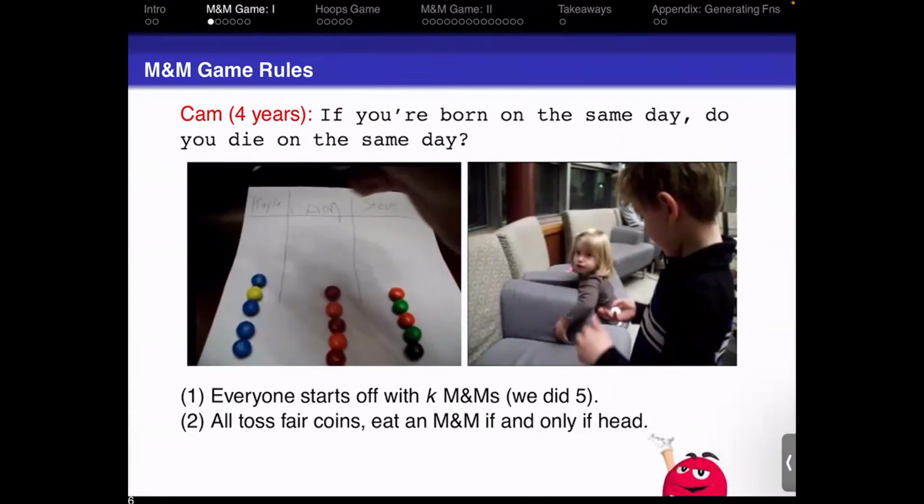So the way it works is everybody starts off with K M&Ms. We did 5. And then you toss a fair coin all at the same time. If you get a head, you eat your M&M. If you get a tail, you don't. And you keep going until somebody is out of M&Ms. And you can see Kayla's playing against Cam, is playing against me. You can see my kids in the background. Does anybody notice anything about the M&Ms for Cam, Kayla, and myself?